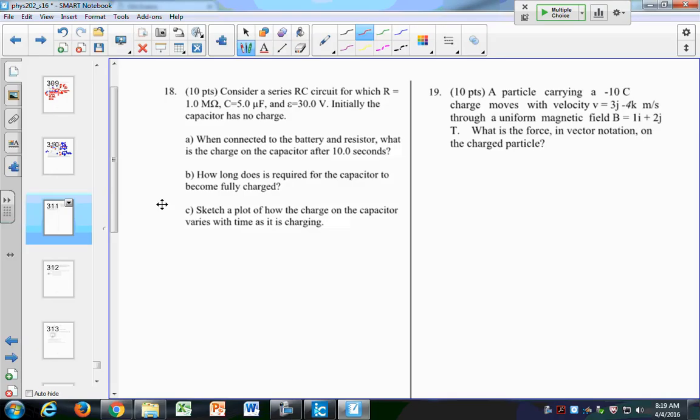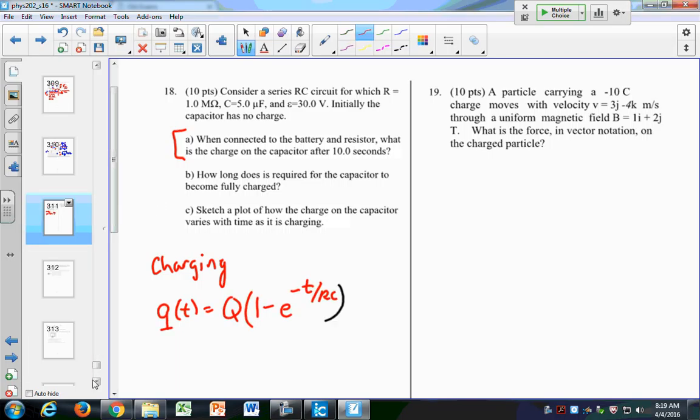Okay, this is a good indicator of what you'll see, something like this. Simple RC circuit, they're in series, a resistor or capacitor, and a battery. Here I want to know what is the charge on the capacitor after 10 seconds. You would go to your equation sheet and you would find that for charging capacitors, Q as a function of t is equal to our maximum Q times 1 minus e to the minus t over RC.